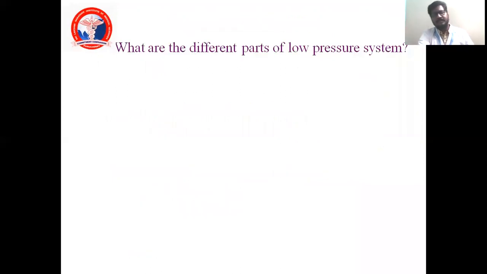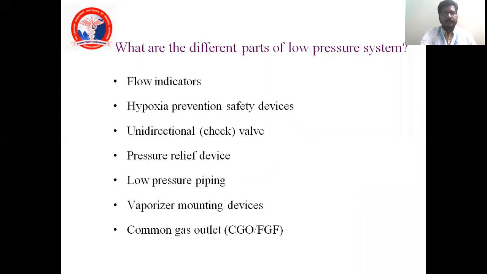We have discussed the high pressure system, we have discussed the intermediate pressure system. Now we are moving to the low pressure system. The components of the low pressure system are flow indicators, hypoxia prevention safety device, unidirectional check valve, pressure relief device, low pressure piping, vaporizer mounting device, and common gas outlet.